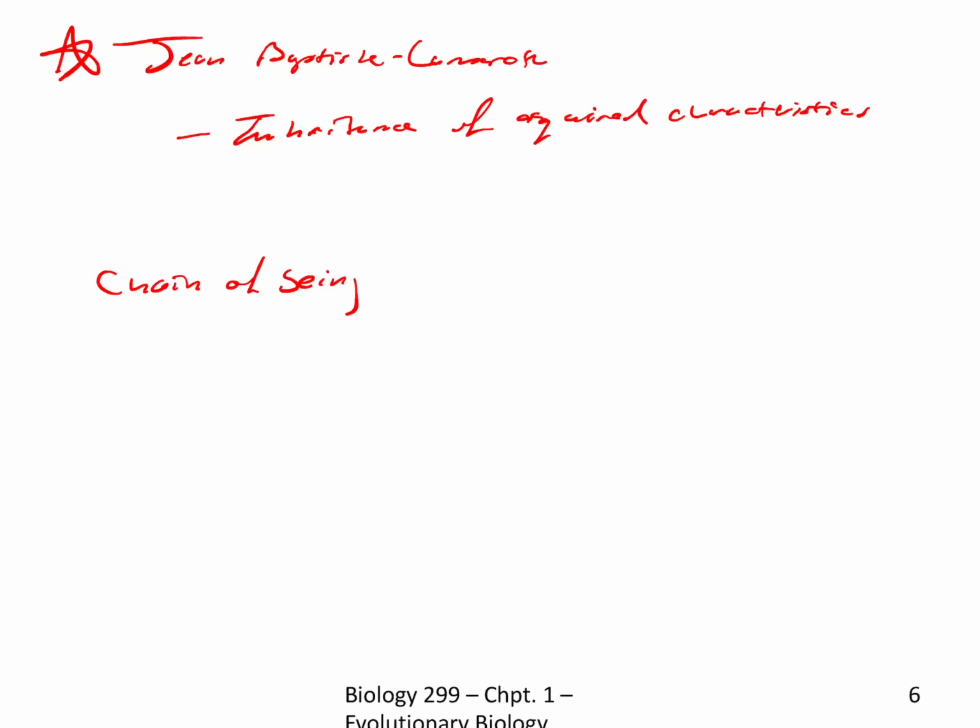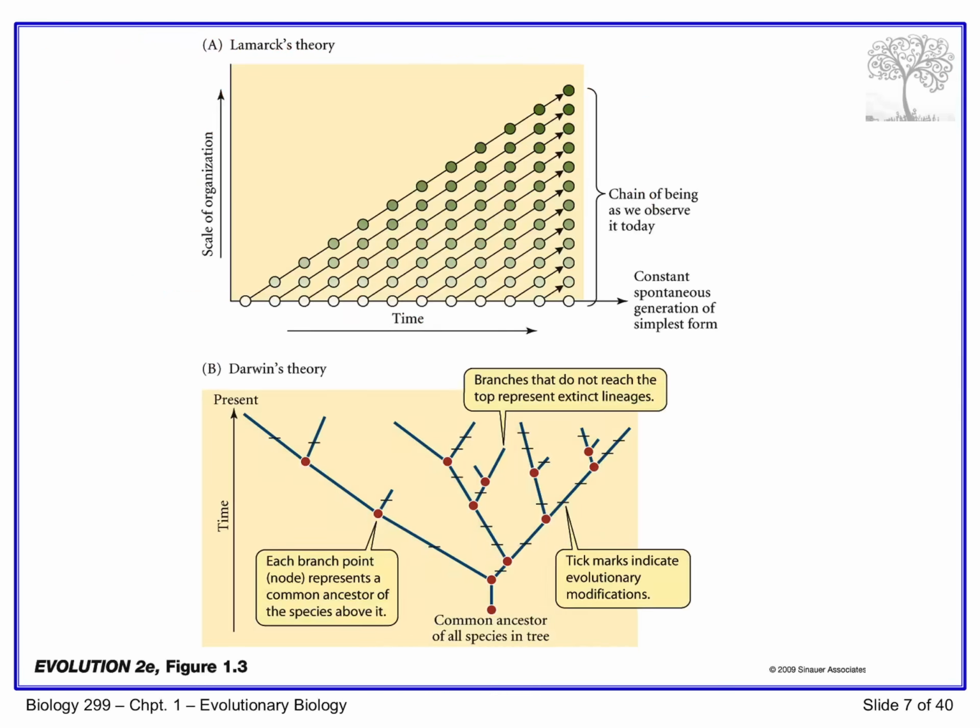He's saying that there's no relationship among modern species. They're all independently created, and they evolve up the scale of organization and become more complex through inheritance of acquired characteristics until we have the species that we see today. All right, now, let's take a look at that and compare it to Darwin's ideas, okay?